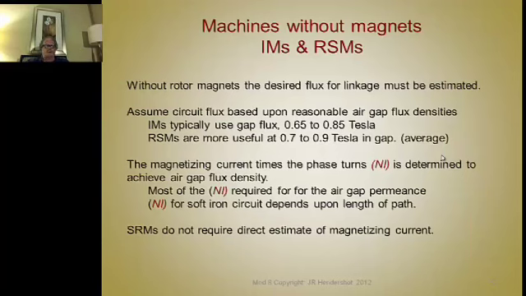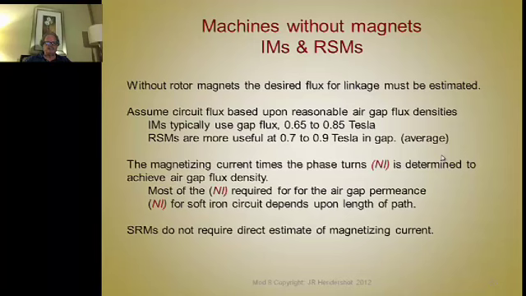Now, machines without magnets, like induction motors and reluctance synchronous machines, since you're not buying magnets and you don't have a data sheet for what the flux density is, you have to assume a flux density that's based on what you desire that flux density to be. And typically in induction motors, I think most induction motor engineers would opt for as high as they can get. They probably like to have 0.8, 0.9 Tesla in the air gap. You can't always get it for manufacturing reasons. It might be as low as 0.65.